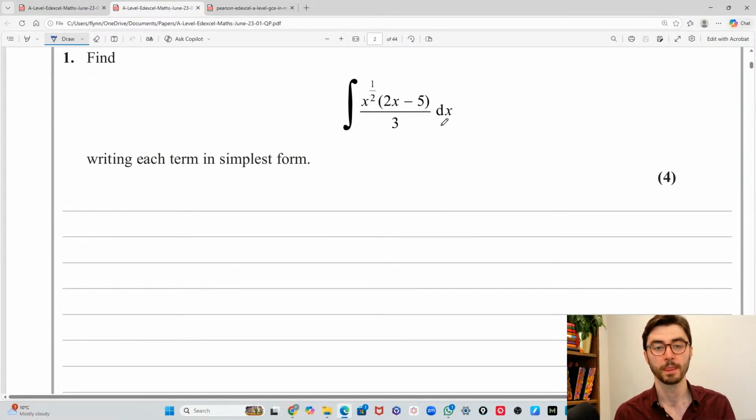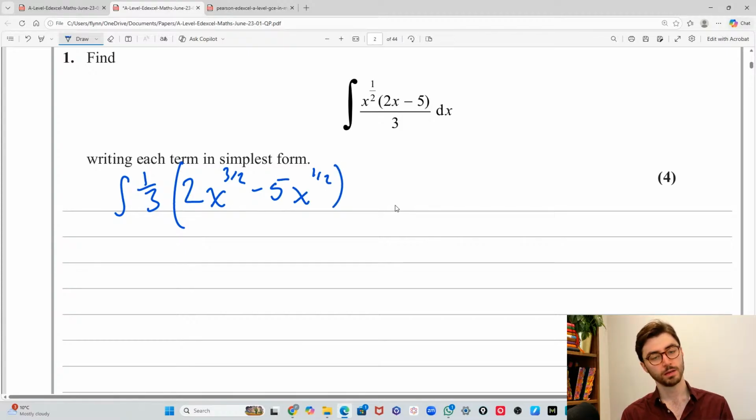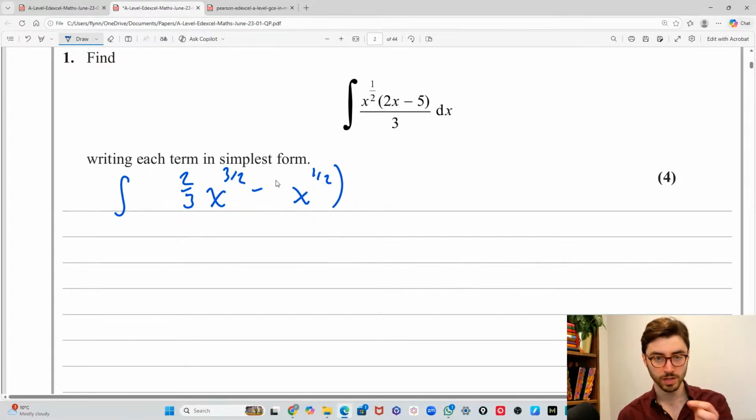Nice. Okay. So nice standard integral to start with. That is the integral. First thing we have to do is get that in differentiable form. So I'm going to write that as a third, 2x to the 3 over 2 minus 5x to the half. In fact, why did I do that? No, we're not doing that. Let's just put the third into those fractions. So that'll be 2/3 x to the 3 over 2 minus 5/3 x to the half.